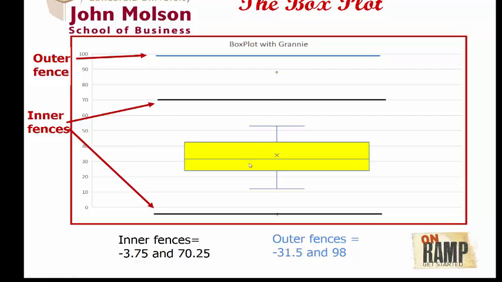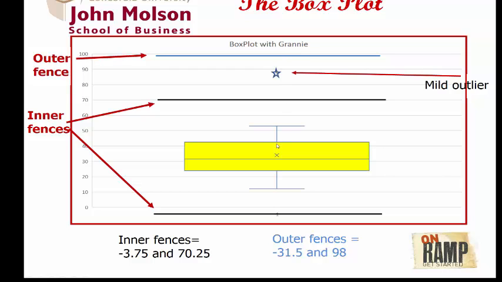Do I have any observation that is outside the inner fence? I have one observation here. So that observation outside the inner fence, but not bigger than the outer fence, it was the 88. So it's between 70 and 98. So this one is a mild outlier, and I don't have any other observation.